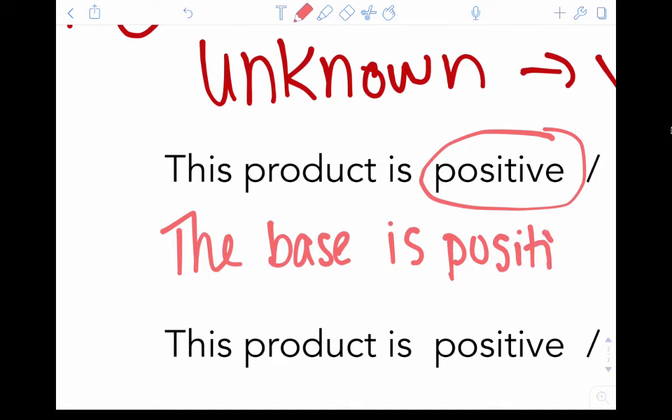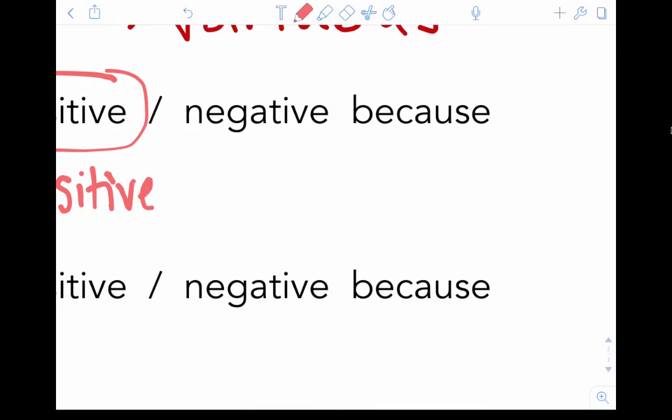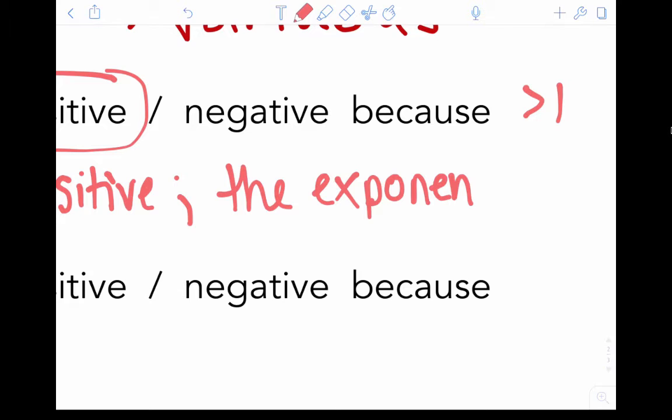And now is this less than 1 or greater than 1? Well, 81 is greater than 1. It's greater than 1 because the exponent is positive as well. It's a positive 4.